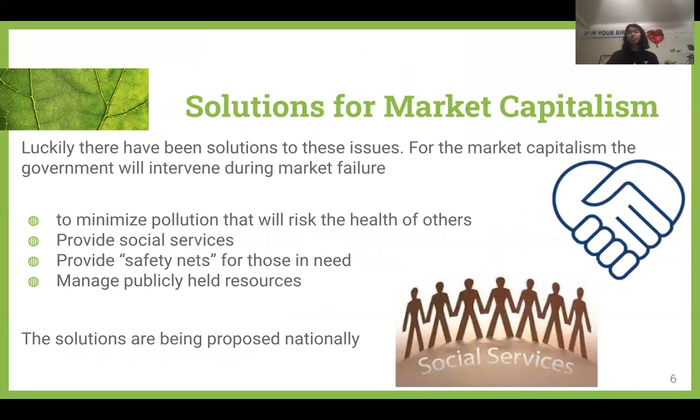Solutions for market capitalism: there are issues that the government has thought through, and the government will intervene during market failure to minimize pollution that will risk the health of others. They will provide social services. They will provide safety nets for those in need, like the elderly, the poor, and the ones who are affected by the disasters. And they will manage publicly held resources. The solutions will be proposed nationally.